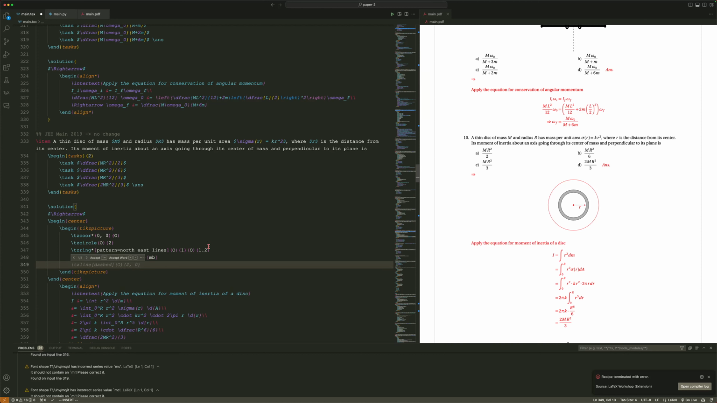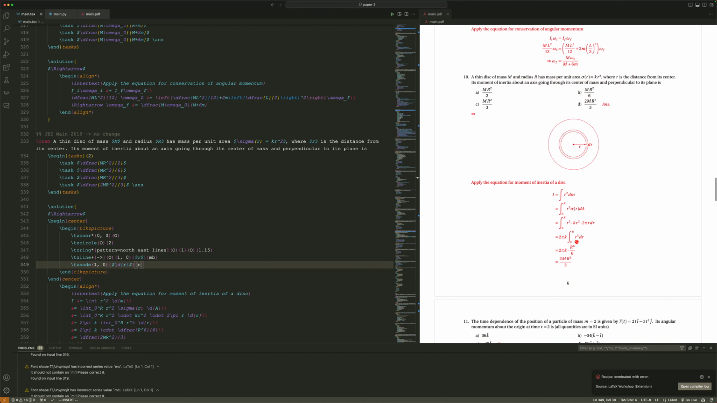So I think the ring is looking much thicker, so let's say 1.15, and we have to put a tikz node at 1 comma 0, and this will be d of r. Yes, d of r, and this will be on the right side. So as you can see this has the thickness of dr. Now it's easy to explain everything.